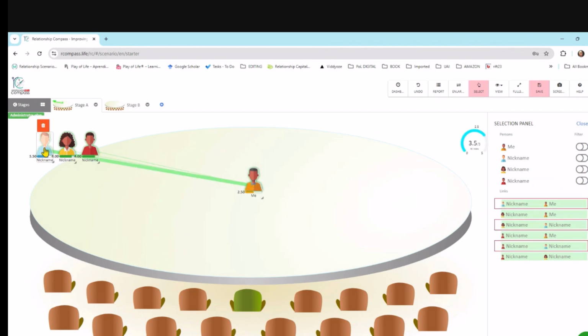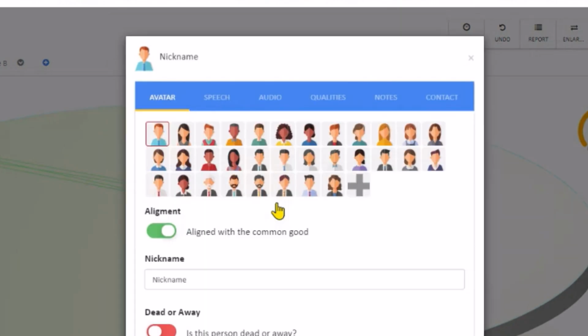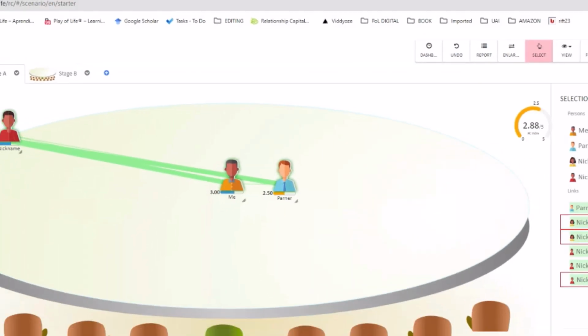Who is the second one? That's my partner. Your partner, where is he? Next to me. Right or left? Other side. Here? Yeah, a bit closer. I press on the figure and I put the name and put partner. Okay, good. Press done. Like this.